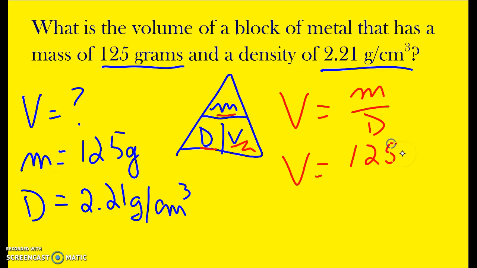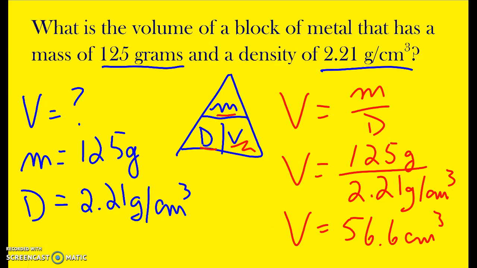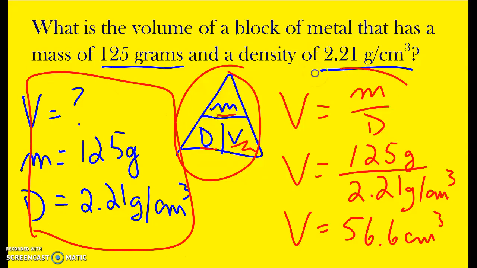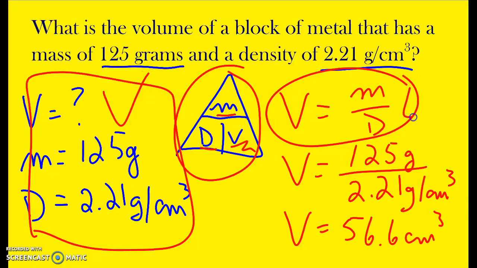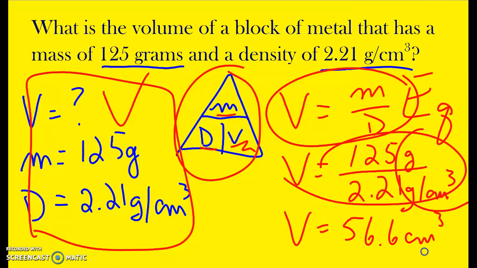Volume is 125 grams over the density, 2.21 grams per cubic centimeter. The volume is equal to 56.6 cubic centimeters. So that's how we use our triangle here, lads. That's how we manipulate our equations. Always show our variables over here, always show our equations, and then we always show our work, including the units, and then we do our answer with the correct units as well.